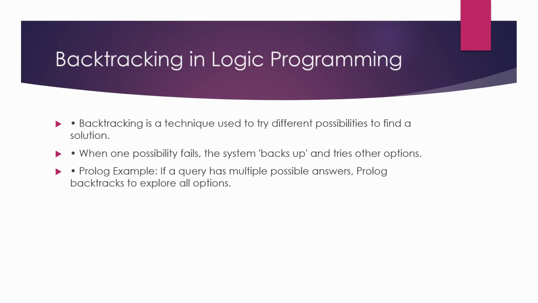One of the fundamental techniques in logic programming is backtracking. This technique helps the system explore multiple possibilities to find a solution. If one possibility fails, the system backtracks and tries another path. For instance, when Prolog tries to answer a query, it may need to backtrack to explore all possible solutions.